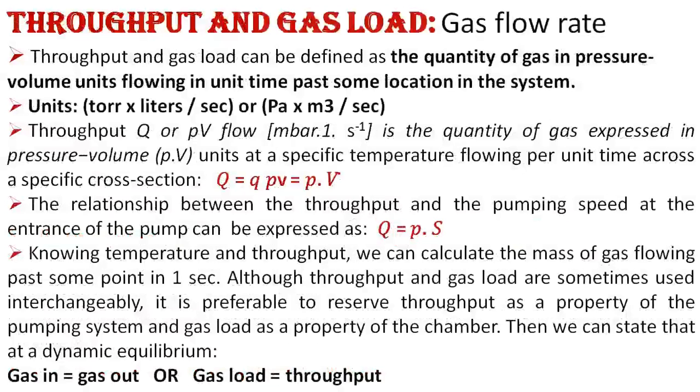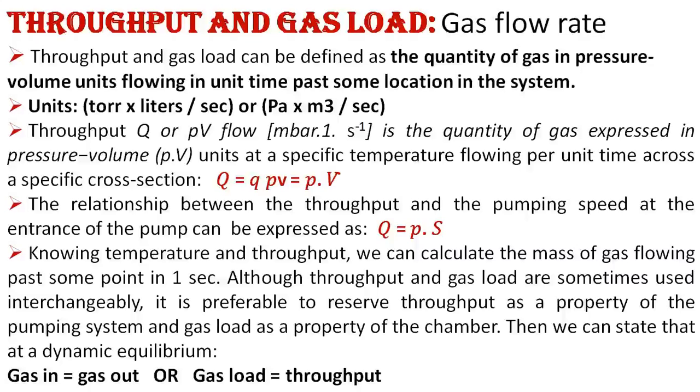Throughput and gas load can be defined as the quantity of gas, in pressure or volume units, in a unit time past some location in the system. The units are torr-liters per second or Pascal cubic meters per second.